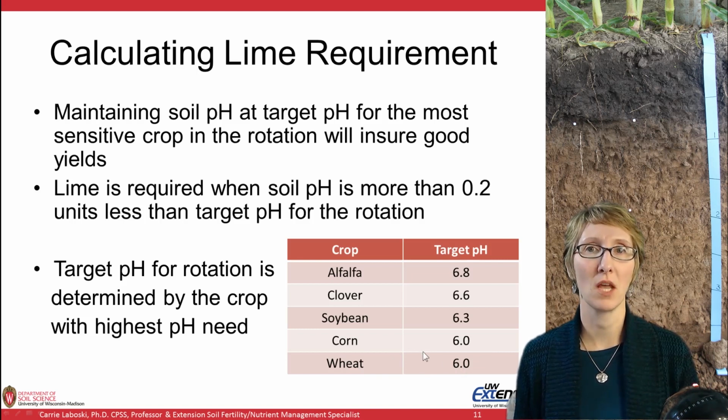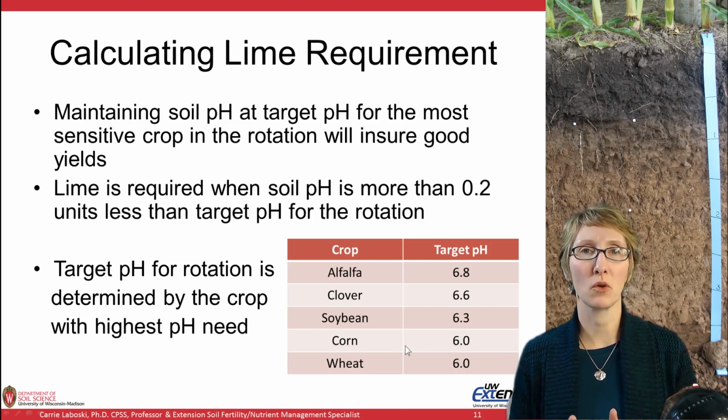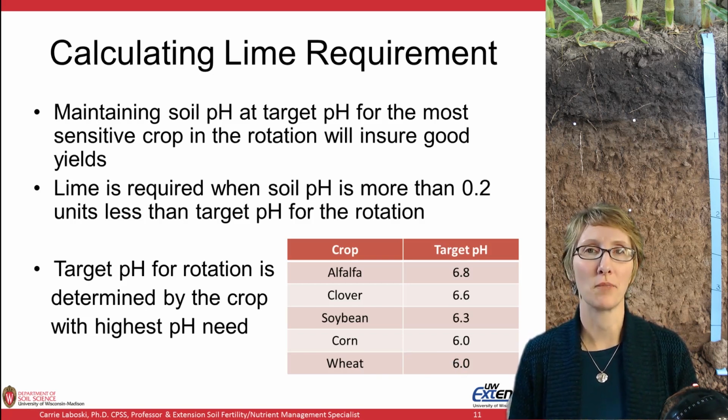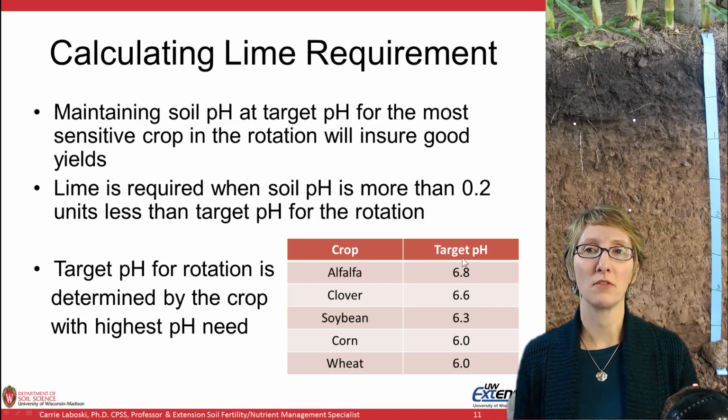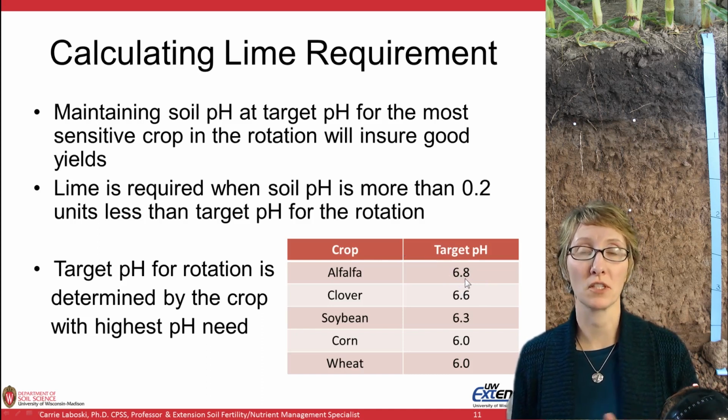pH of 6. Now, when we measure the soil pH, how do we determine when it is time to lime? Well, what we do is we look at the soil pH, and if it is more than 0.2 units less than the target pH, that says it's time to lime. So if we have alfalfa growing in the rotation and our pH is 6.5, that says, okay, that's more than 0.2 units less than 6.8, therefore it's time to lime.